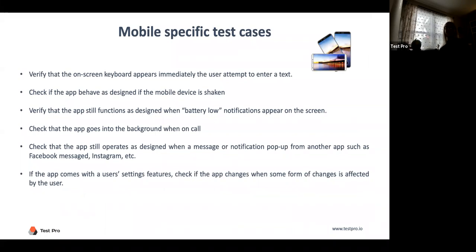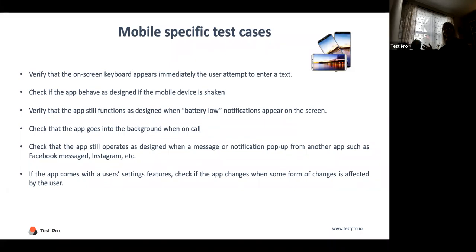Okay, next one. What we're supposed to verify as well is that the on-screen keyboard appears immediately when the user attempts to enter text. That's part of all applications, I think, in the world. When you use an application, definitely there is some point when you have to type something inside the application. So make sure once you click on the field where you're going to type, the keyboard immediately pops up and the user is able to enter the text.